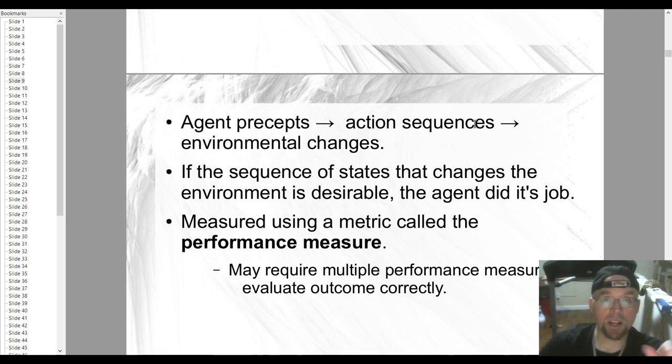So what's that third state? A clean, B clean, vacuum in B, right? So that's a sequence of three states. That sequence led to an environment that was desirable. We wanted a clean floor. The agent did its job. Thumbs up. Good job, agent.